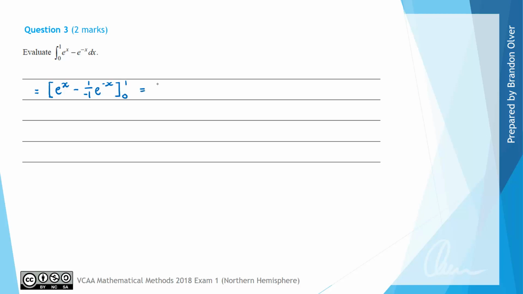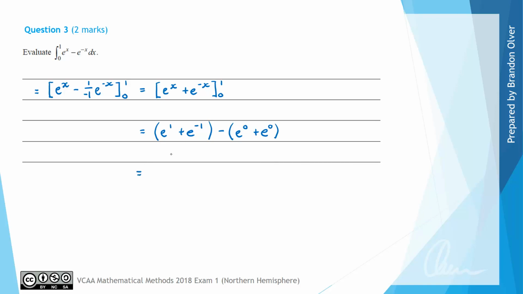But this can be simplified down a little bit further to be e to the power of x, and then subtract negative would be positive e to the power of negative x with the terminals of 0 and 1. And now to evaluate this, we're going to simply evaluate it at 1 and then subtract away the antiderivative evaluated at 0. So we'll have e to the power of 1 plus e to the power of negative 1, and then we're going to subtract away e to the power of 0 plus e to the power of negative 0, which is still just 0.